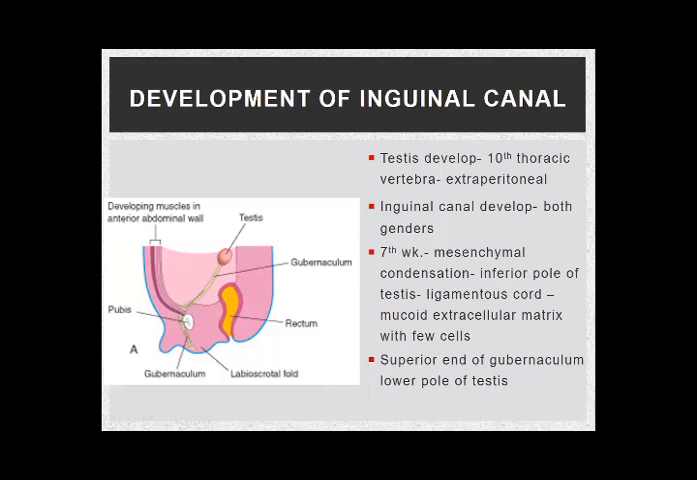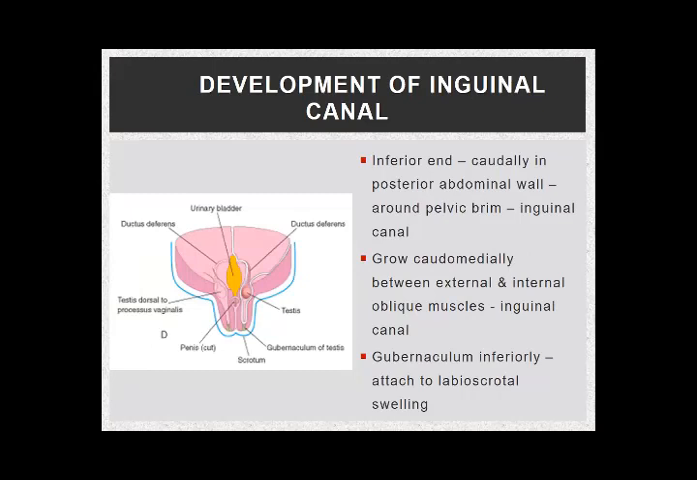It passes through the peritoneum of the abdominal wall and then enters the two layers of muscles, the external oblique and internal oblique. As it descends, it passes caudally and medially, running along the pelvic brim.